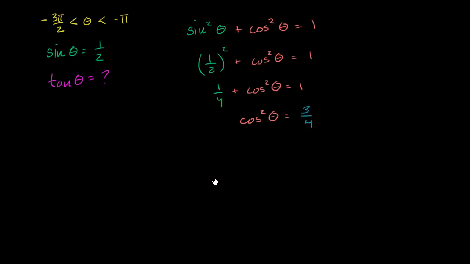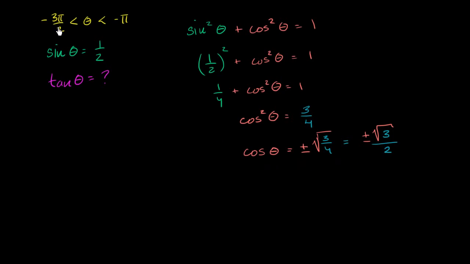So what could cosine of theta be? Well, when I square it, I get positive 3/4. So it could be the positive or negative square root of 3/4. So cosine of theta could be equal to the positive or negative square root of 3 over 4, which is the same thing as the positive or negative square root of 3 over the square root of 4, which is 2. So it's the positive or negative square root of 3 over 2. But how do we know which one of these it actually is?